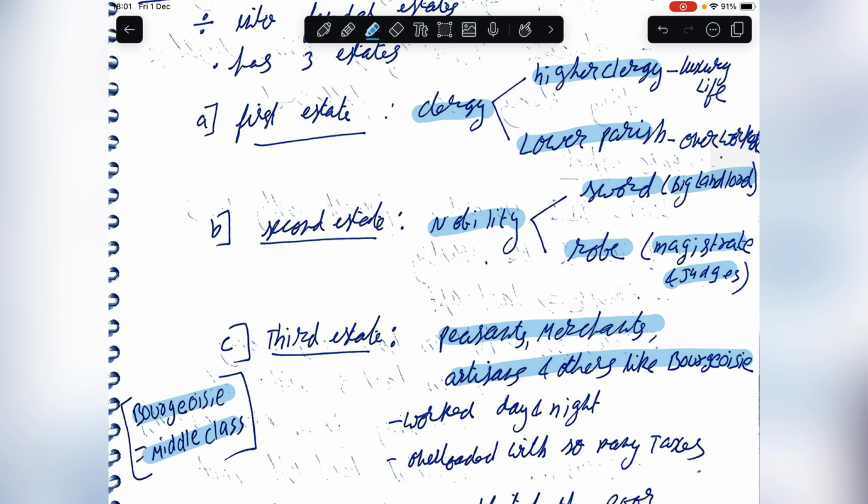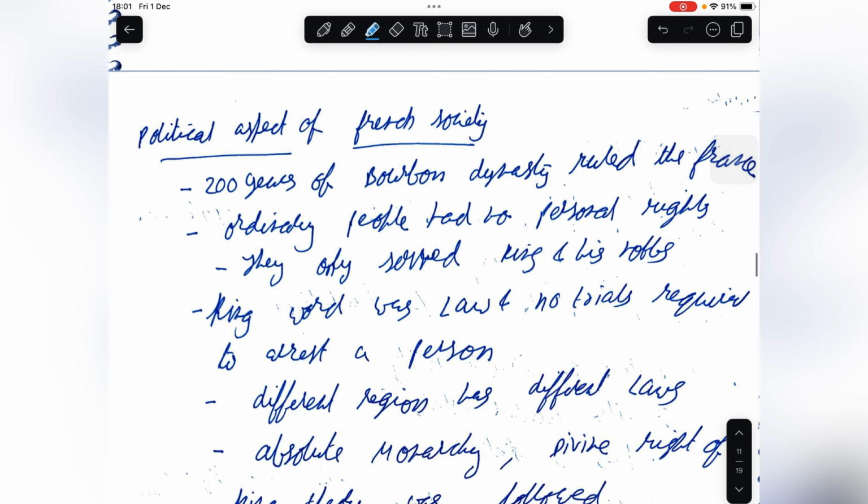So the clergy and nobility, the first two estates, basically exploited the poor. And the poor went against these two classes, and that's what the French Revolution is about.